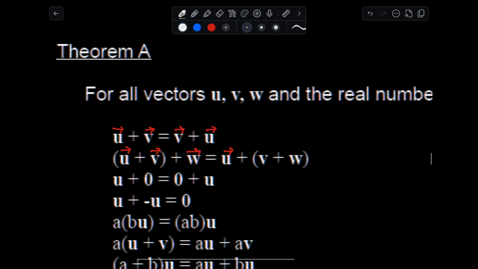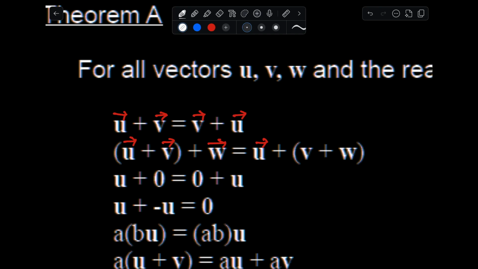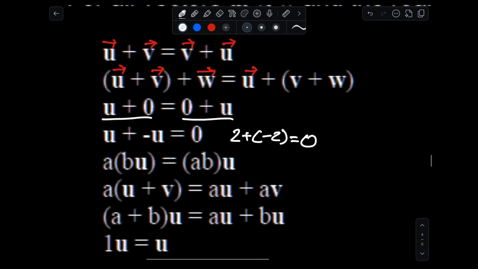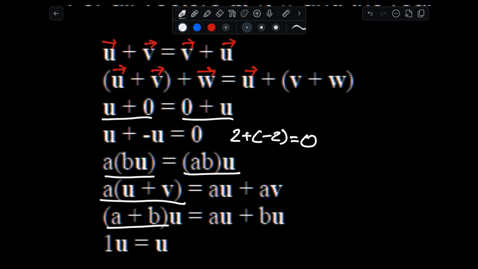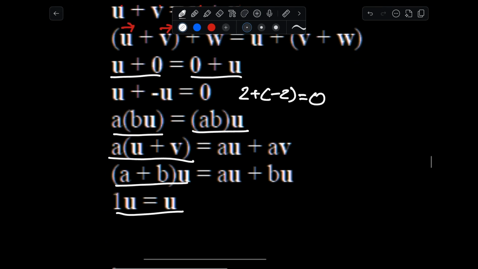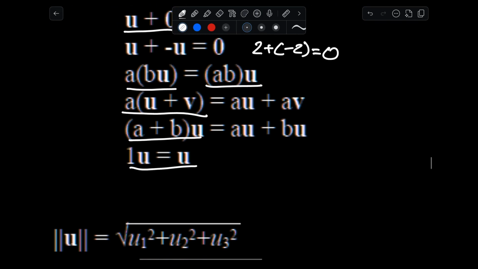And for some of them, like for example, u plus -u, it's kind of like saying that 2 plus -2 equals 0. Seems kind of obvious to us for scalars, but for vectors, this is going to help us in solving these types of problems. This is another commutative property, an associative property right here, a distributive property right here, another distributive property, and then an identity property. And all these can tie back to scalars, right?